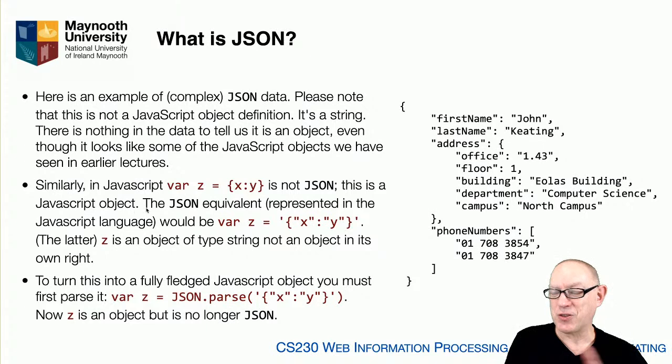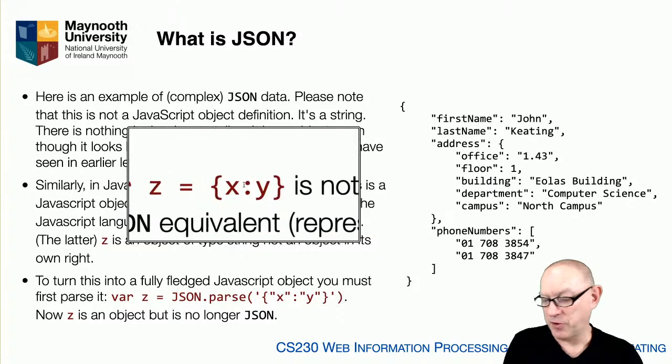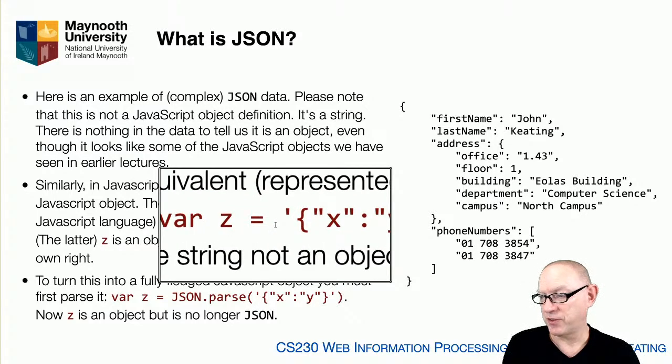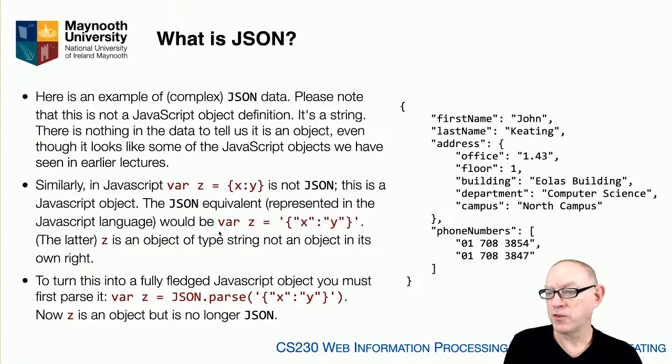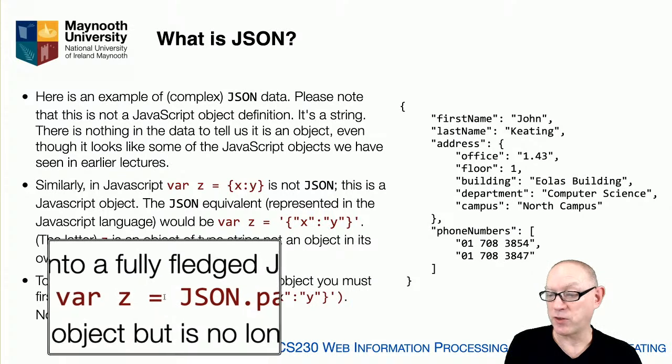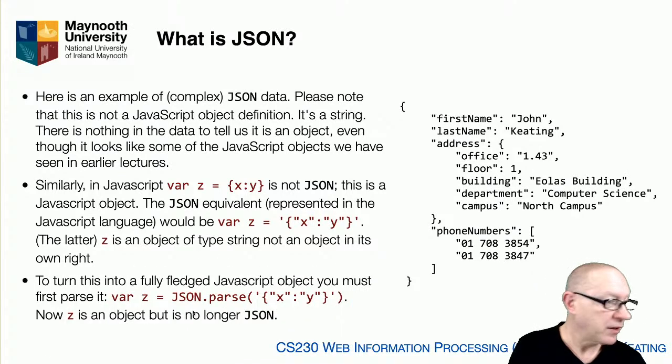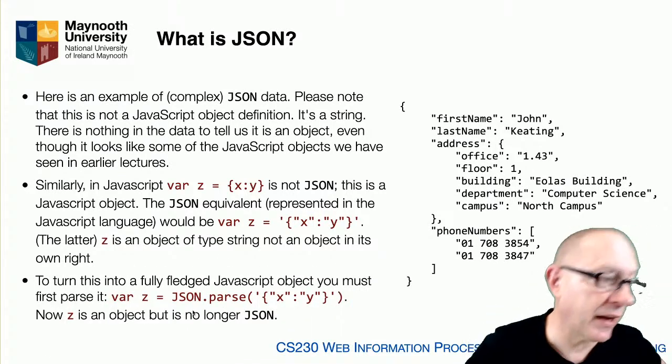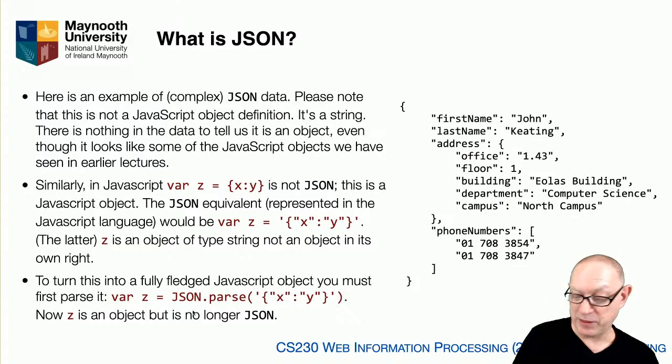Okay, so there's this equivalence between the objects and the strings, the JSON string. So the JSON representation of this string. So this is an object of type string. And then we can actually parse that string into an actual object using JSON. So there's ways to do all that stuff, okay? And you can practice a little bit of that later.